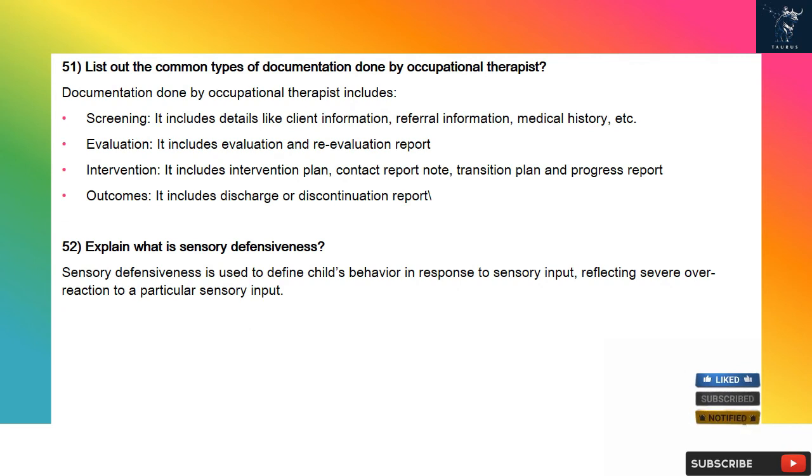51. List out the common types of documentation done by occupational therapists. Documentation done by occupational therapists includes screening. It includes details like client information, referral information, medical history, etc. Evaluation. It includes evaluation and re-evaluation. Report. Intervention. It includes intervention plan, contact report, note, transition plan and progress report. Outcomes. It includes discharge or discontinuation report.